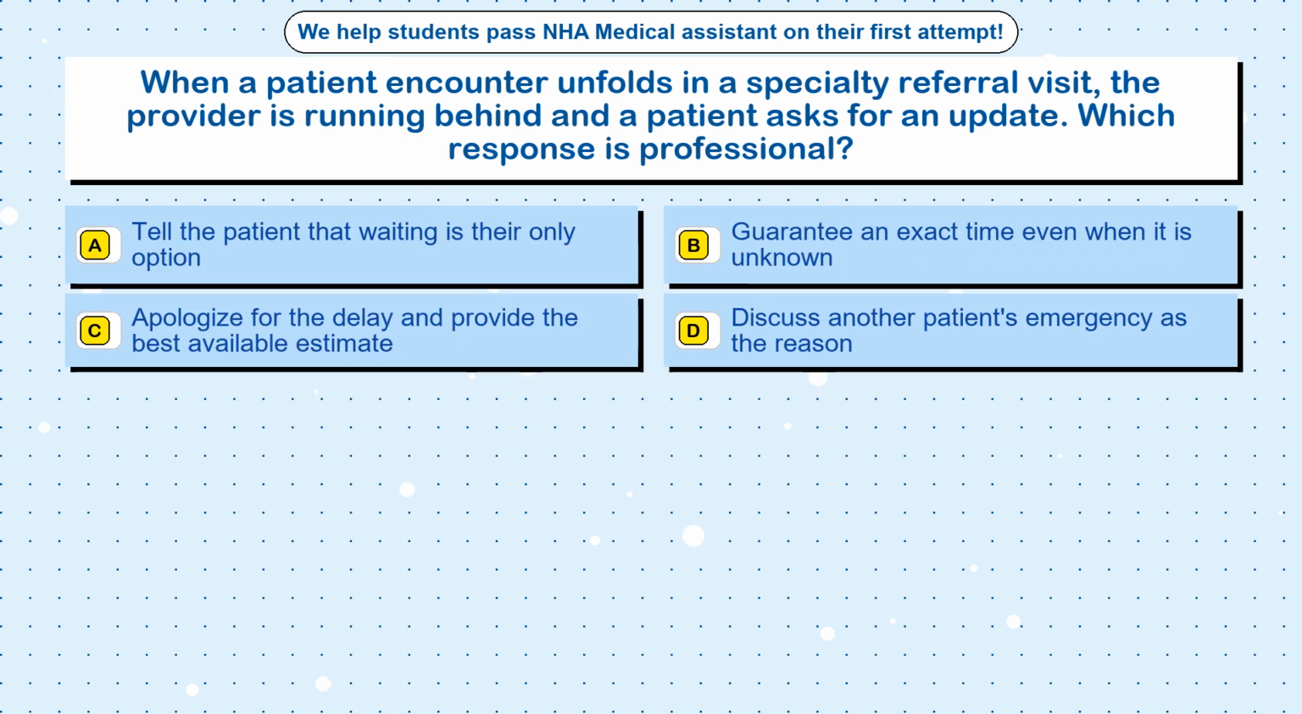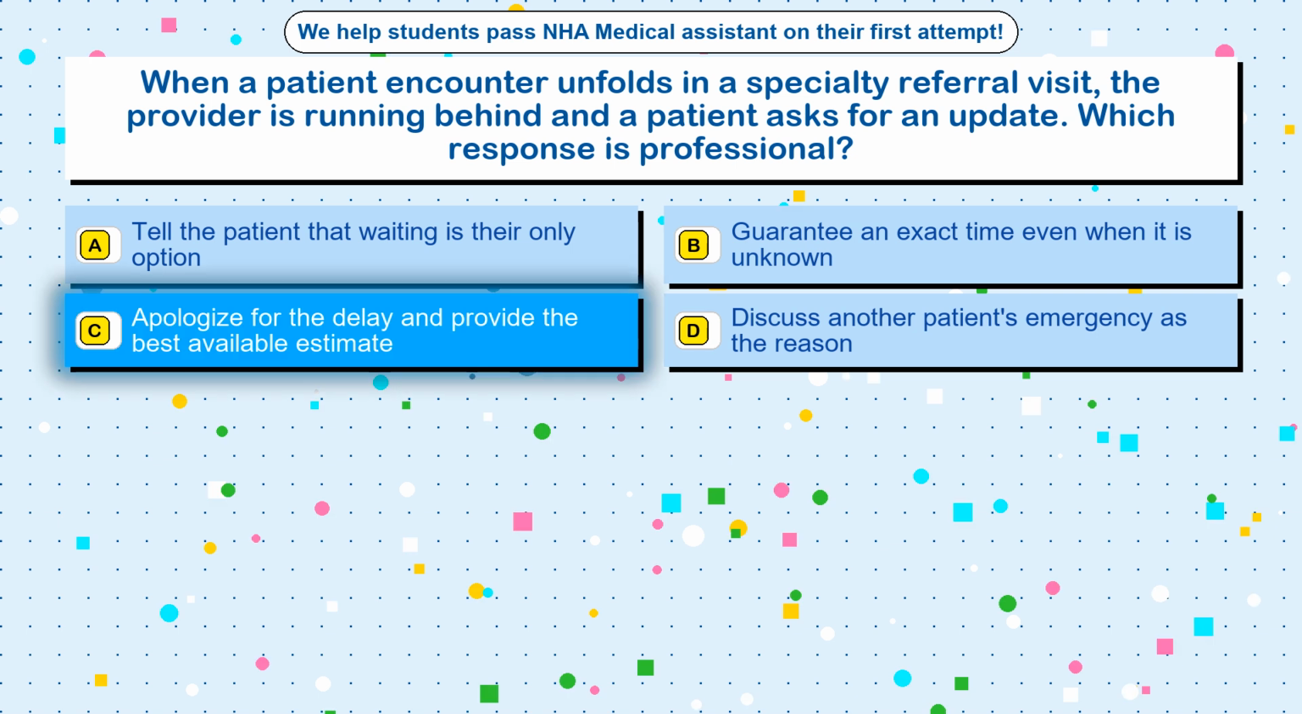Question 9. When a patient encounter unfolds in a specialty referral visit, the provider is running behind and a patient asks for an update. Which response is professional? Option A. Tell the patient that waiting is their only option. Option B. Guarantee an exact time even when it is unknown. Option C. Apologize for the delay and provide the best available estimate. Option D. Discuss another patient's emergency as the reason.